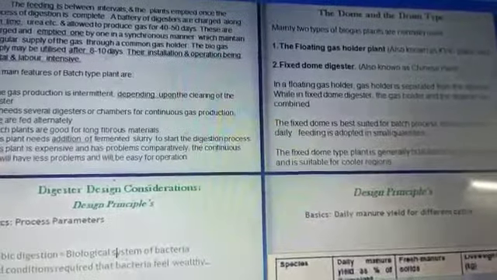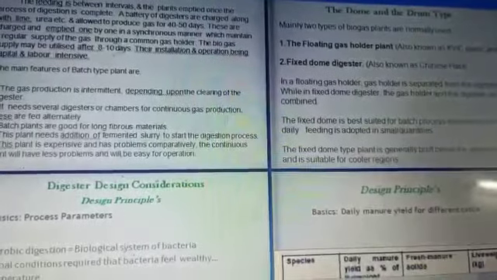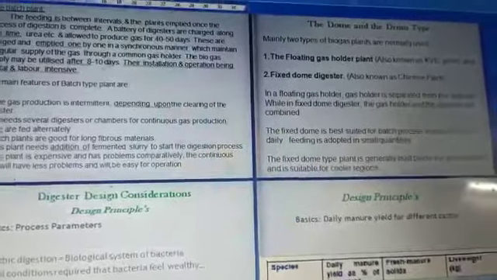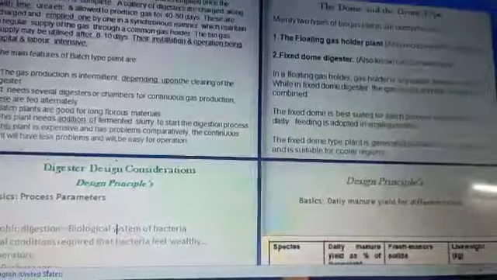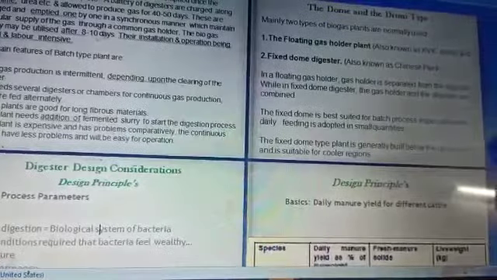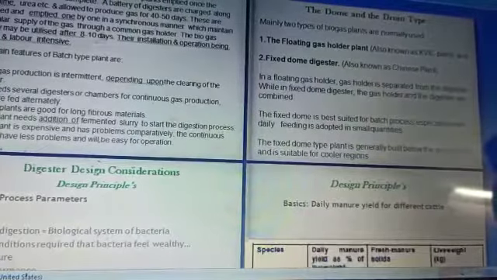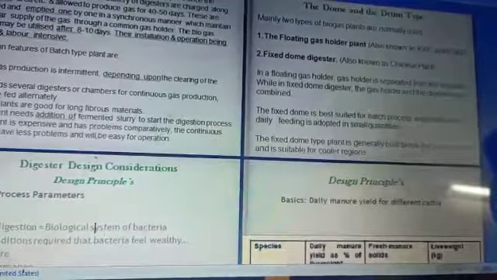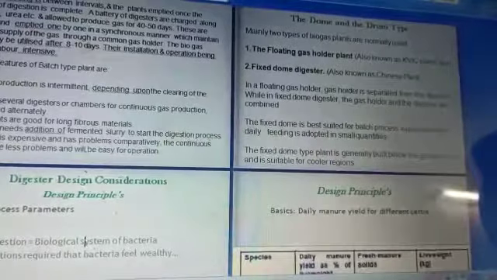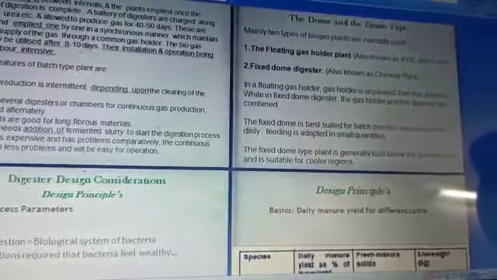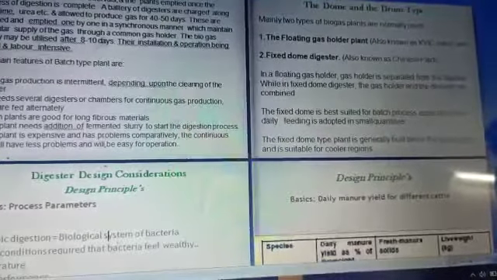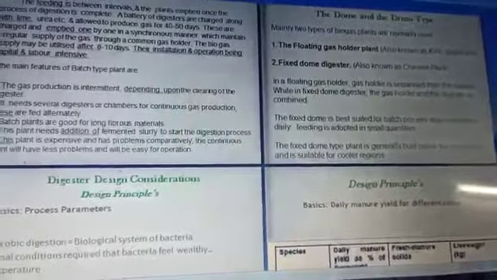With respect to the digesters, you will have two types of digesters: the floating gas holder plant, which is also known as the KVIC plant, and the fixed dome digester, also known as the Chinese plant. In a floating holder, the holder is separate, while in a fixed dome, both of them are combined. Fixed dome is best suited for the batch process, the batch feeding process seen here.